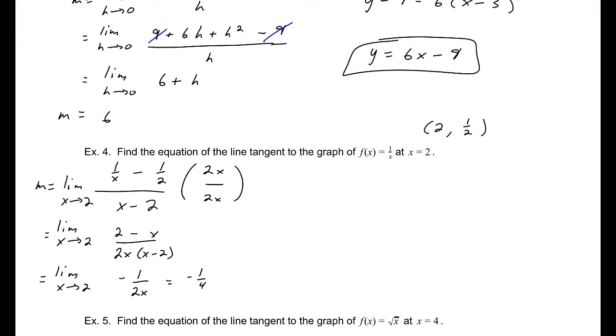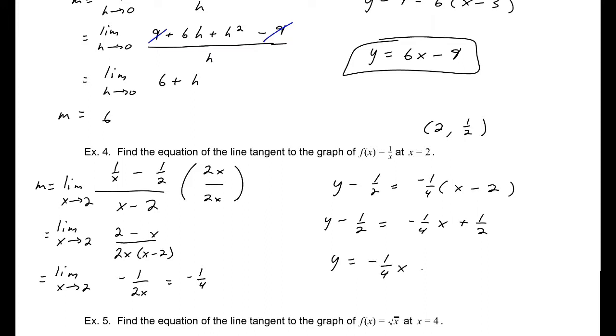Okay, now let's go to our point slope. y minus 1/2 equals m, negative 1/4, times x minus 2. Distributing our negative 1/4, negative 1/4 x plus 1/2, adding 1/2 to both sides, y equals negative 1/4 x plus 1.